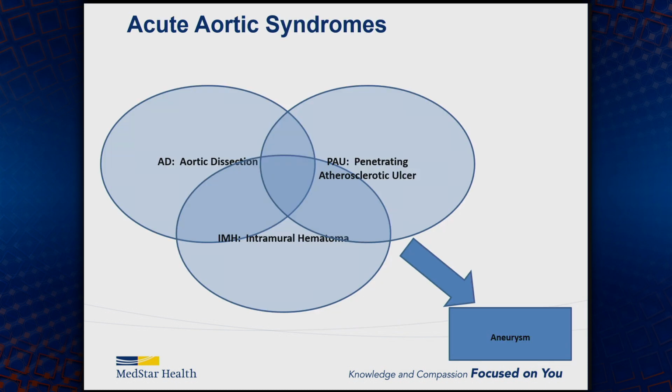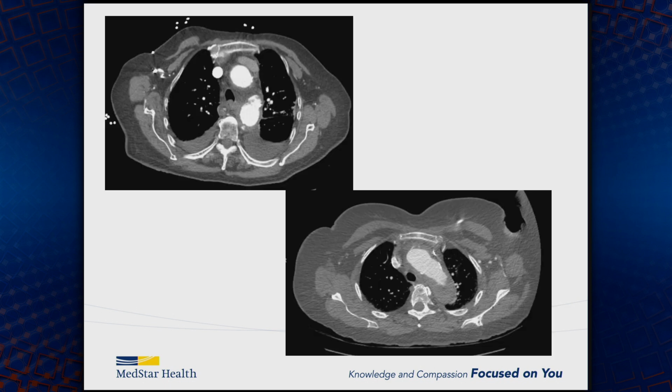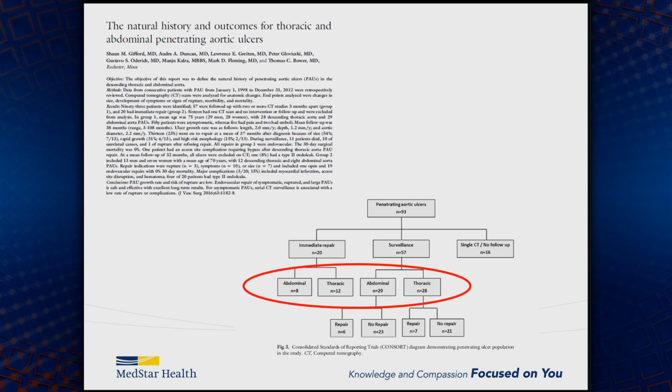I really like to think of both of them, as well as aortic dissections, as within a spectrum of acute aortic syndromes. And you can see in this Venn diagram, there can be quite a bit of overlap. Ultimately, you can have one, both, all three, and then they can all lead to aneurysmal degeneration. So on the top picture, you can see there's a PAU there on the lesser curve. On the lower picture, there's IMH. You can see quite a thick wall of that rind or IMH around the true lumen.